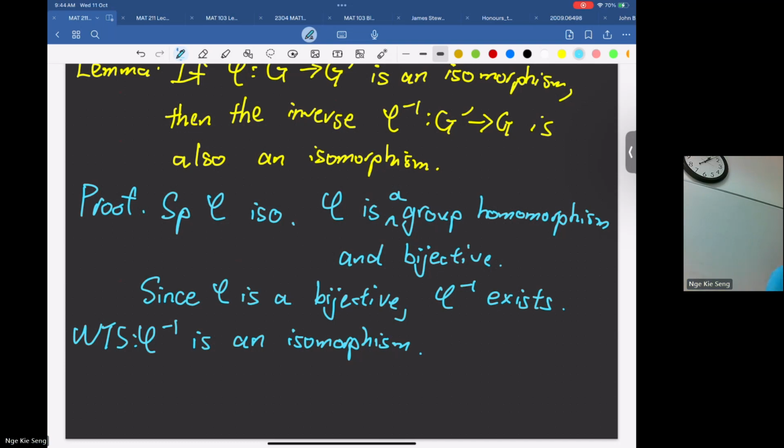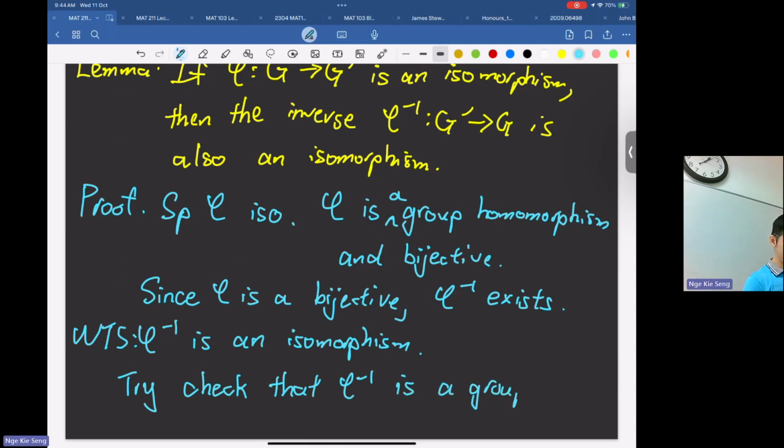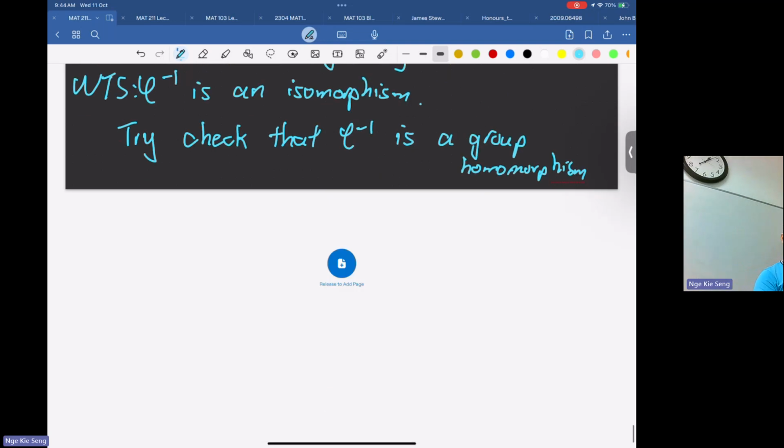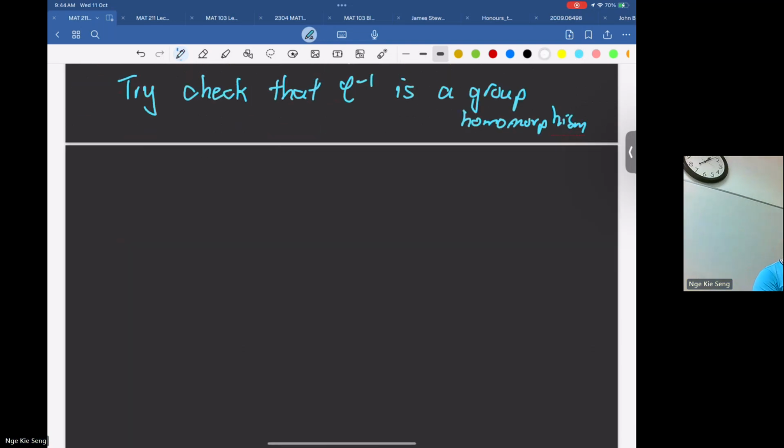Okay, so try and check that phi inverse is a group homomorphism. I'll post the solution. Try to show that phi inverse is a group homomorphism. In particular, you need to show that phi inverse of AB equals phi inverse of A times phi inverse of B. Okay, we still have time. Let's continue.